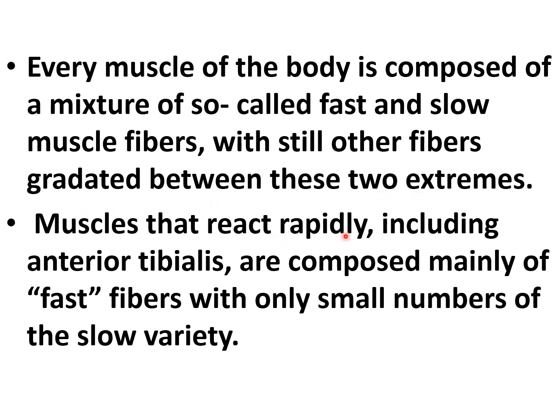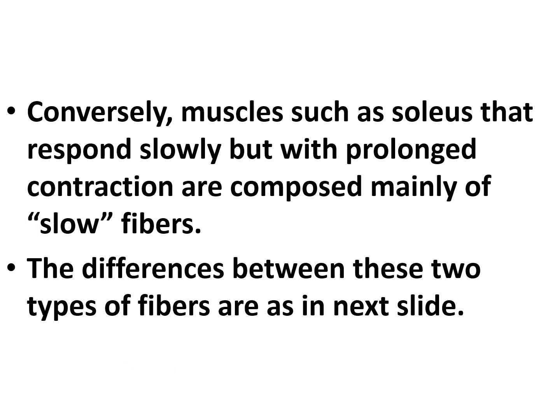The muscles that react rapidly, including the anterior tibialis, are composed mainly of fast fibers with only small numbers of the slow variety. Conversely, muscles such as the soleus, which respond very slowly but with prolonged contraction, are composed mainly of slow fibers. So, what are the differences between these two types of fibers? That is discussed in my next slide.